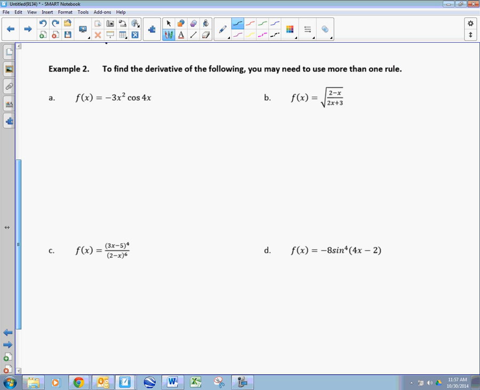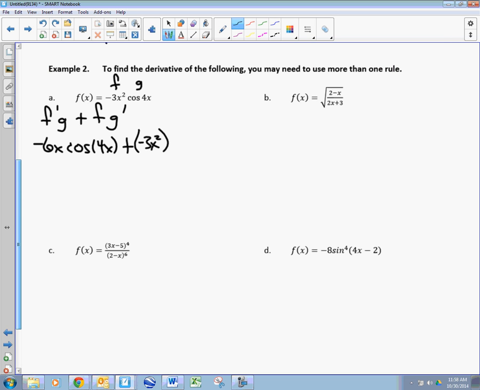So what do I set up first? Do I set up the chain rule first? Or do I set up the product rule first? So this is F. This is G. So we've got F prime G plus FG prime, or G prime F, however you want to write it. It's commutative, so I can switch those. So what's F prime? Negative 6x times the cosine of 4x plus, what's F? Negative 3x squared.